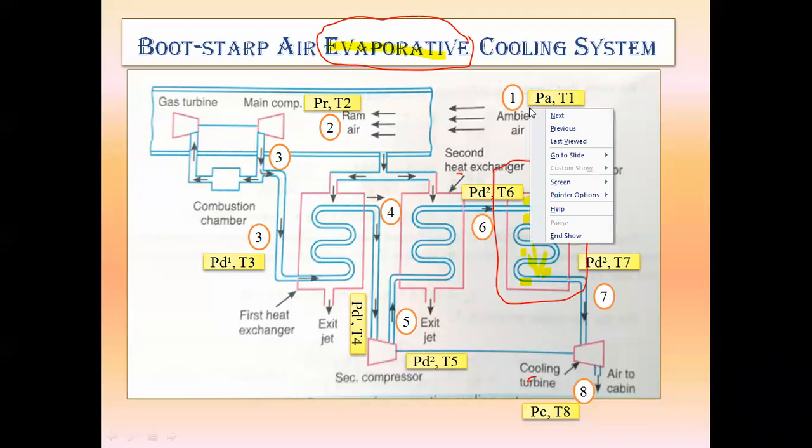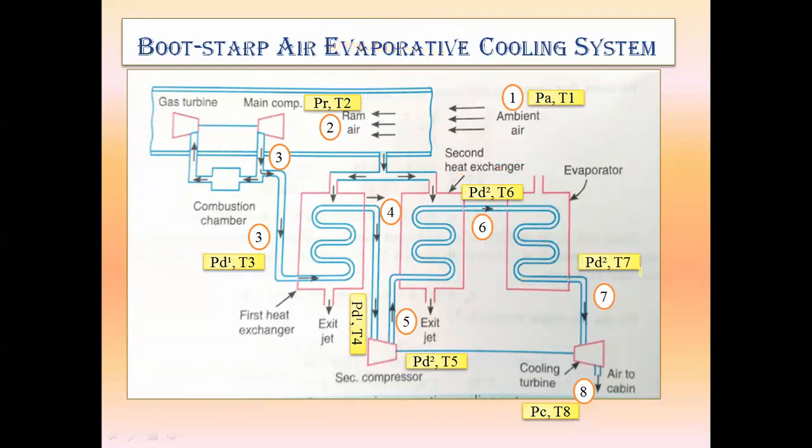Are you getting? So how will this bootstrap air evaporative cooling system work? First of all, similar to the previous system, ambient air will be taken inside the aeroplane because of the ramming effect. So the 1 to 2 process will be the ramming process, where pressure will increase from ambient pressure to the ram pressure, and temperature will increase from T1 to T2.